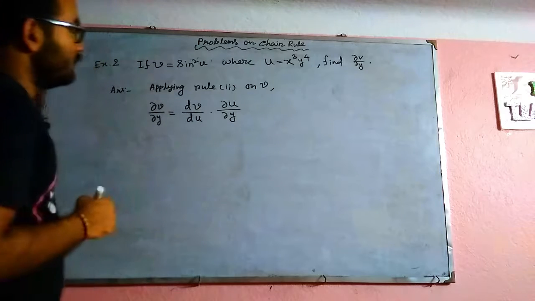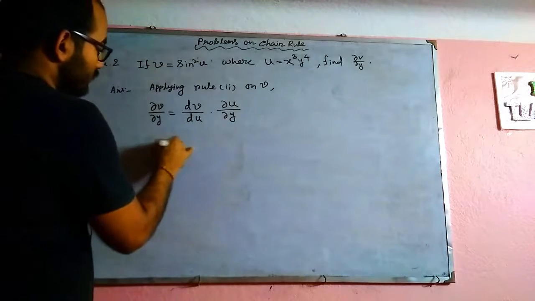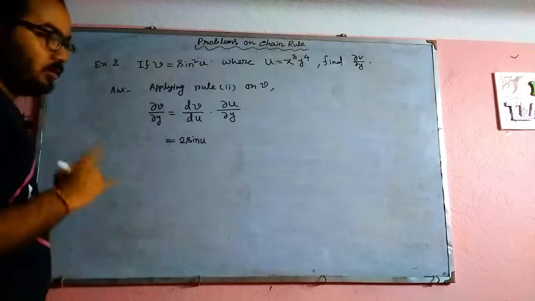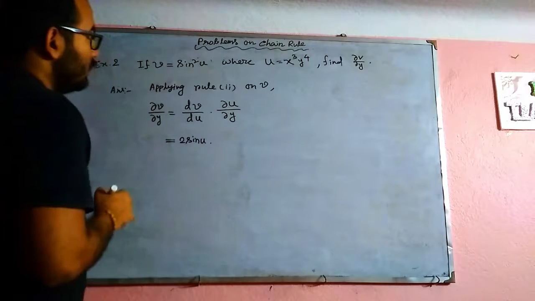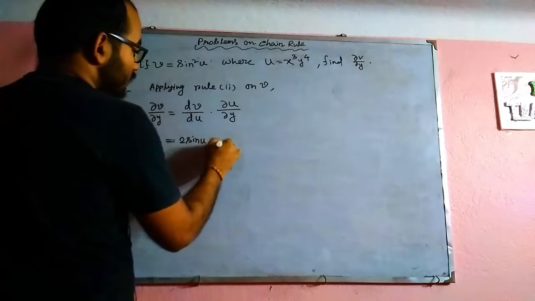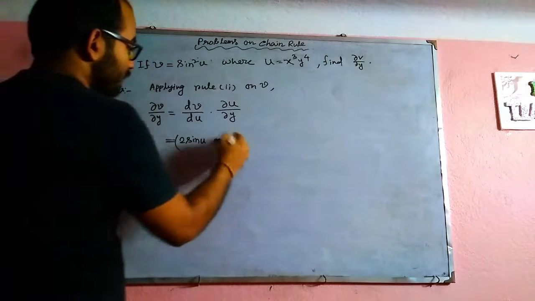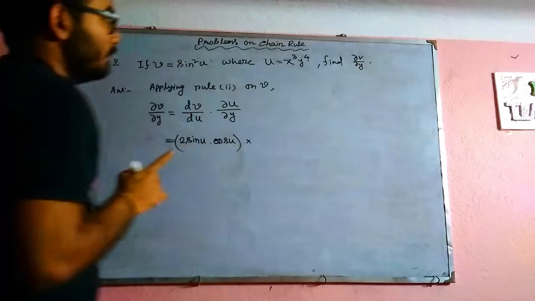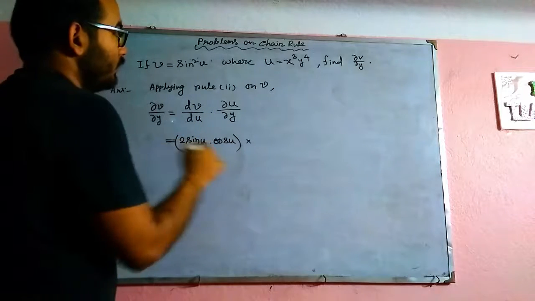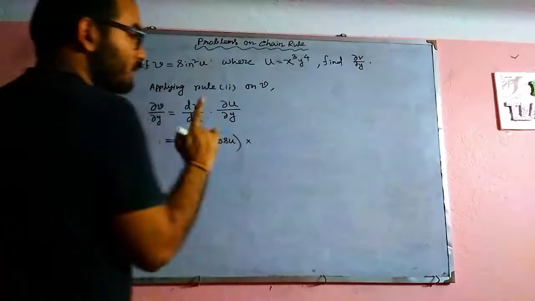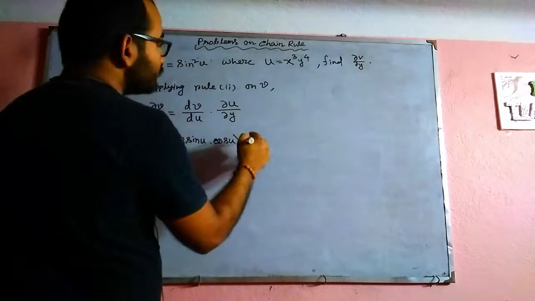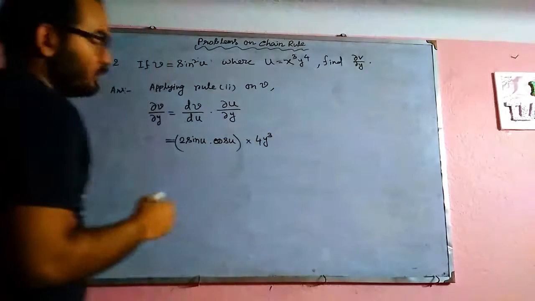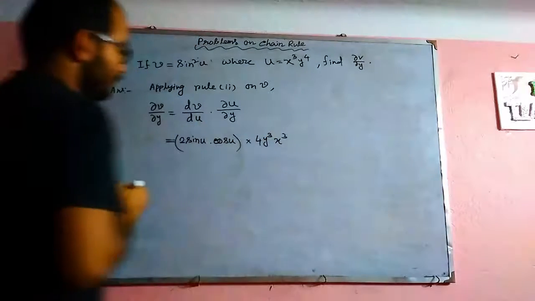So what is dv du? dv du is 2 sine u cos u. And what is del u del y? We have to keep x as constant, so 4 y cube x square.